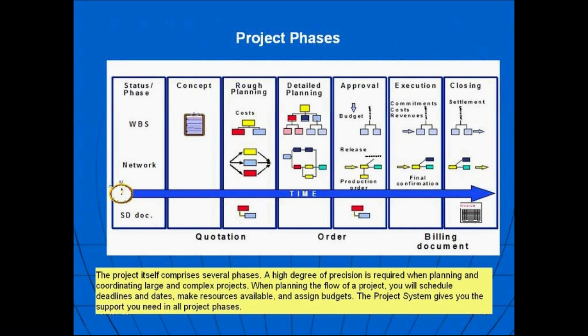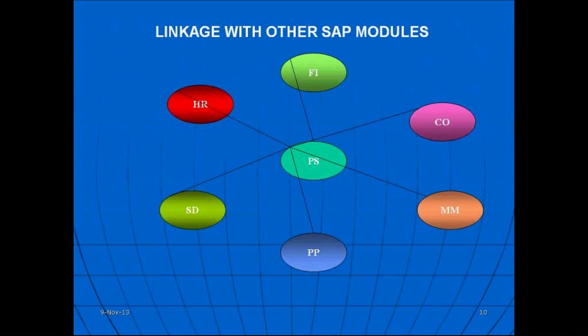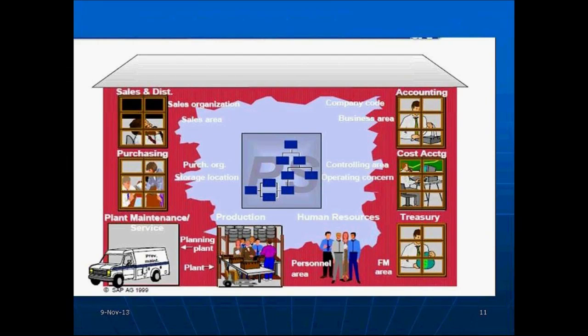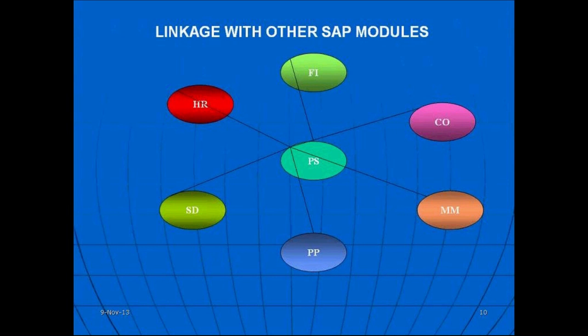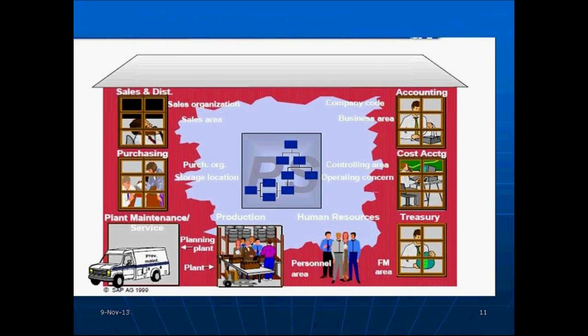Okay, these are the things we have discussed now: quotation, order, and billing. Then PS has integration with different modules like FI, CO, MM, production, sales, HR. PS is the module that has the highest integration with other modules. You have integration with FI guys, CO guys, then HR integration, production, and MM and all that.